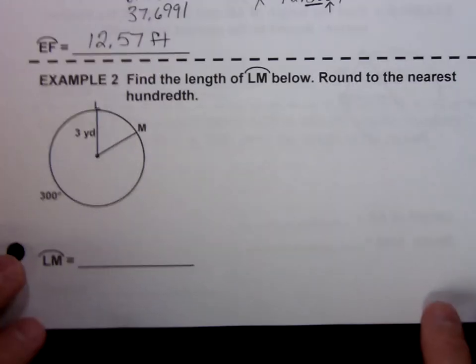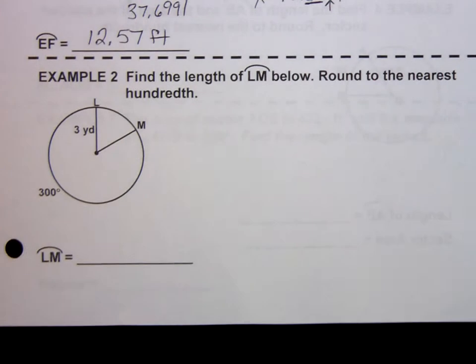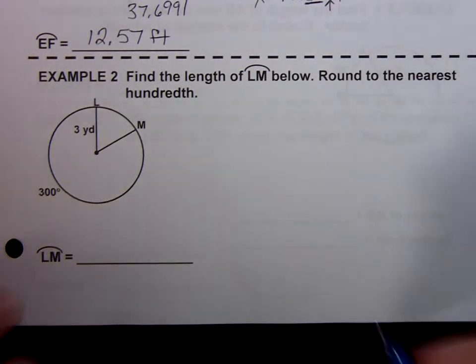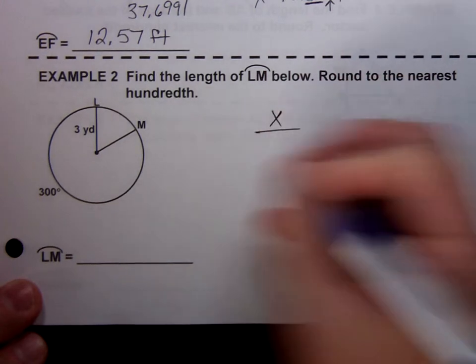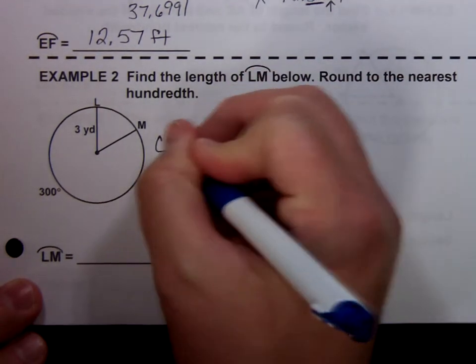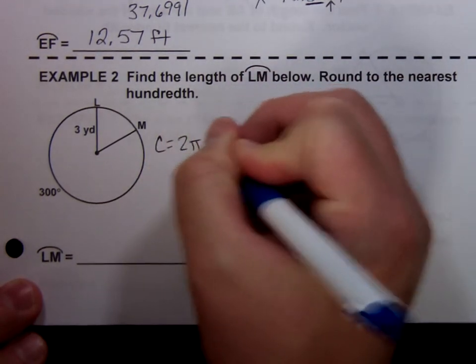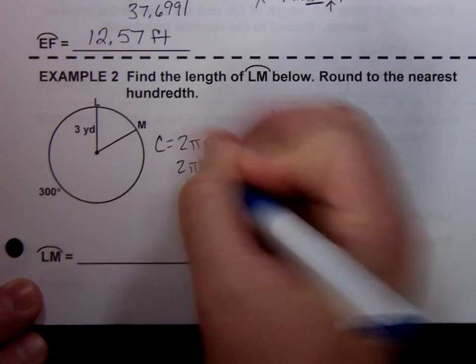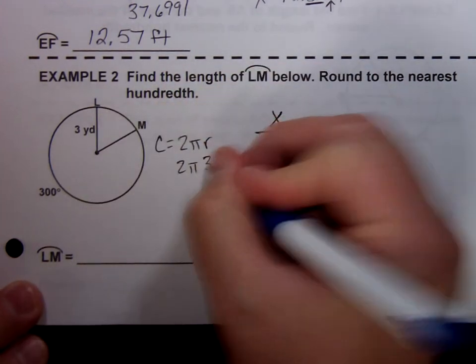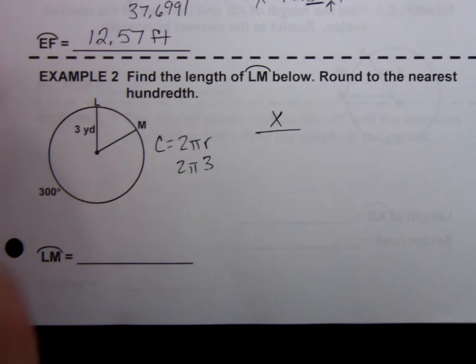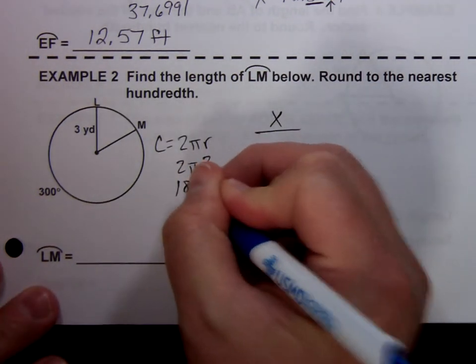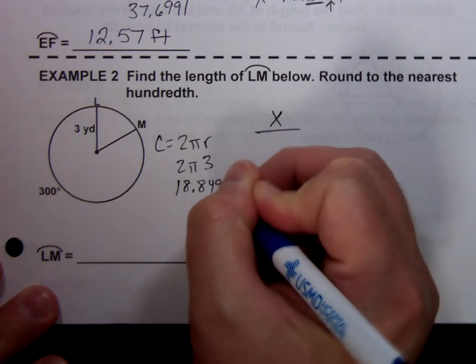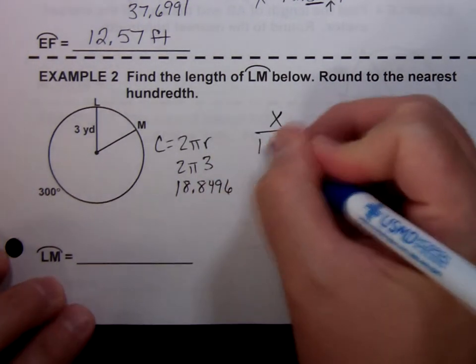All right, let's look at example 2. Find the length of arc LM below. Round to the nearest hundredth. All right, so we want to find the arc length. We don't know it. Arc length over circumference. I need to know the circumference of the circle. 2 times pi times radius. And in this case, the radius is 3 yards. So 2 times pi times 3. Again, we're rounding to the nearest hundredth at the end of the problem, so I'm going to keep a couple of extra places for now. So there's the circumference.